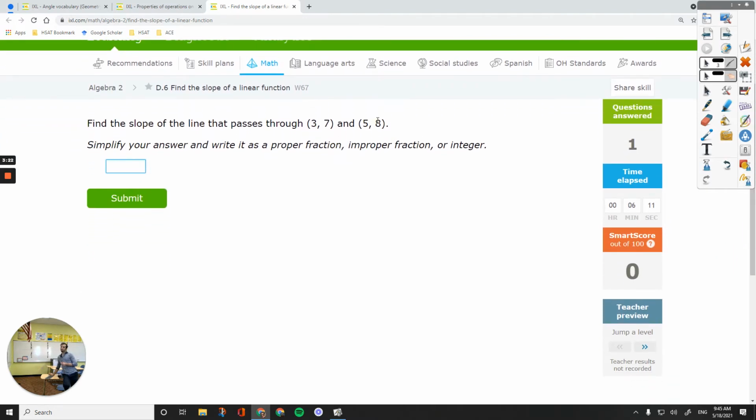Okay, this one here, subtract the y values. When you subtract 8 minus 7, the answer is 1. And then do 5 minus 3, that's 2. 1 over 2 would be your answer. That's how simple it is. You don't need to write down the formula. Just subtract the y values and the x values and see if you can simplify the numbers you end up with.